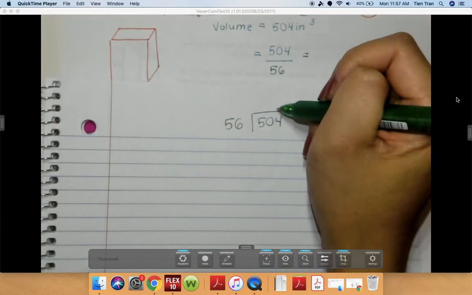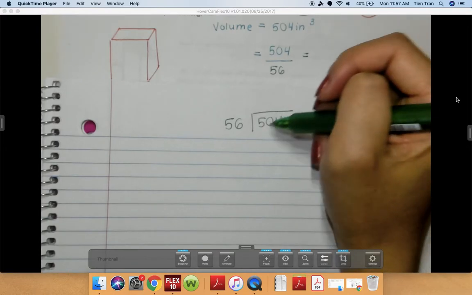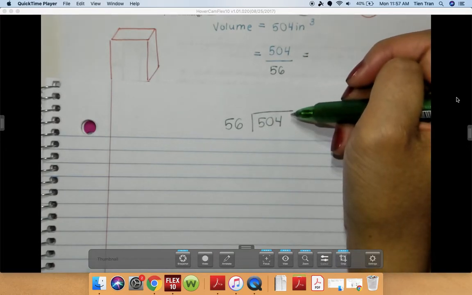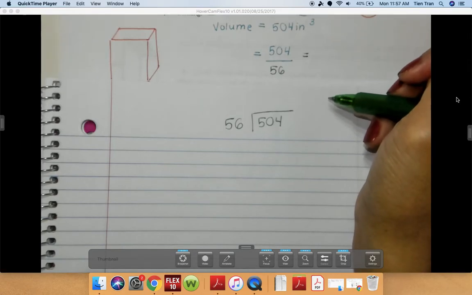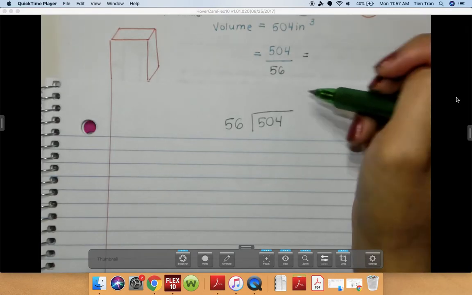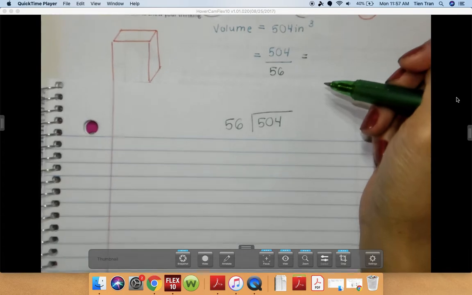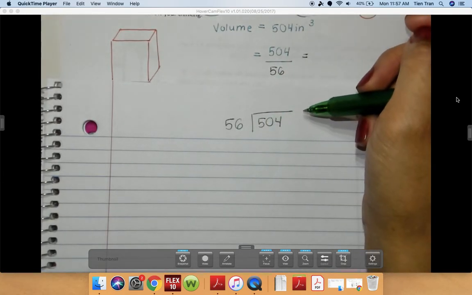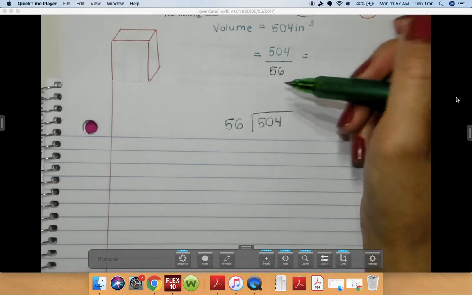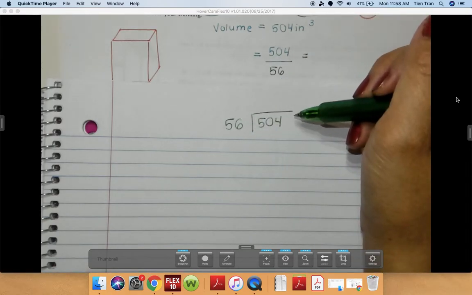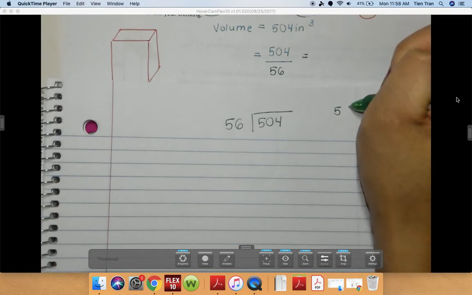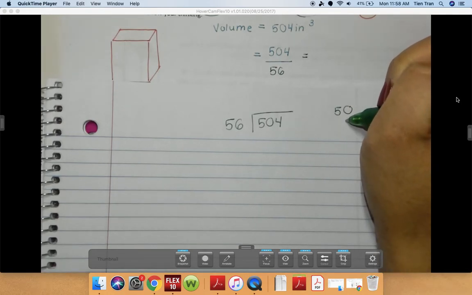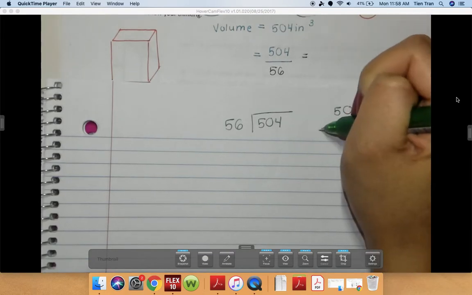56 can't go into 50, so I know that's not a possibility. But 56 can go into 504. I need to figure out how many times. So I know if I were to round 56 to 50, and I would figure out how many times 50 goes into 500, then I would get probably around 8, right? Or actually, let's try 7.